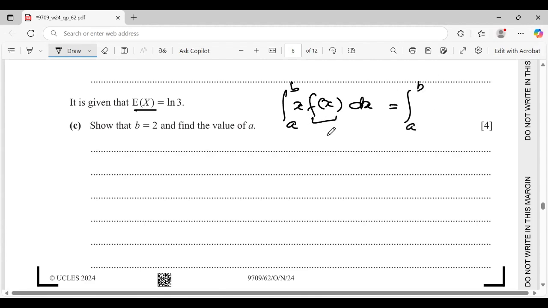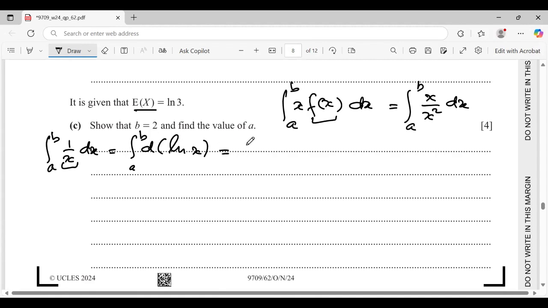f(x) is 1 over x squared, so it becomes x over x squared dx, like this. So it's going to be the integral of 1 over x dx. And the integral of 1 over x is ln x.